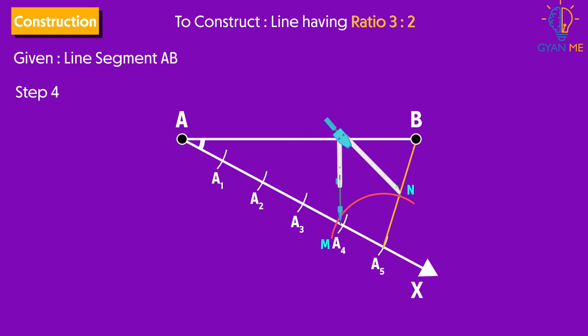Measure distance MN. Now, with MN as radius, draw another arc on A3 such that it cuts AX at point Q. With Q as center and the same radius, draw an arc cutting the previous arc at point R. Now, when we join A3 to R and extend it towards AB, it cuts AB at C. So, this is how we draw A3C parallel to A5B.